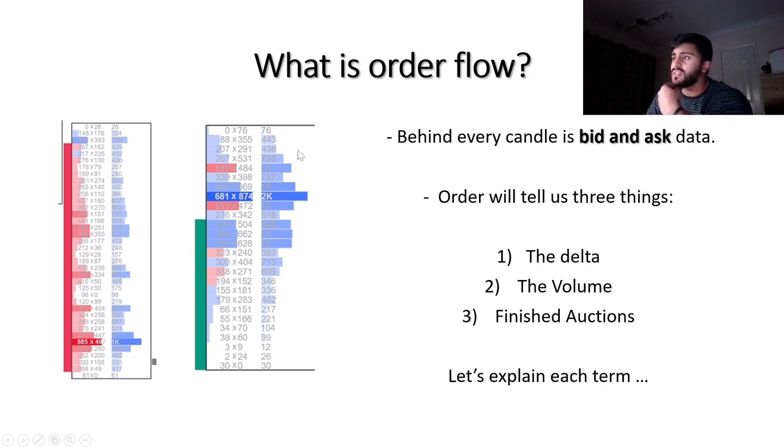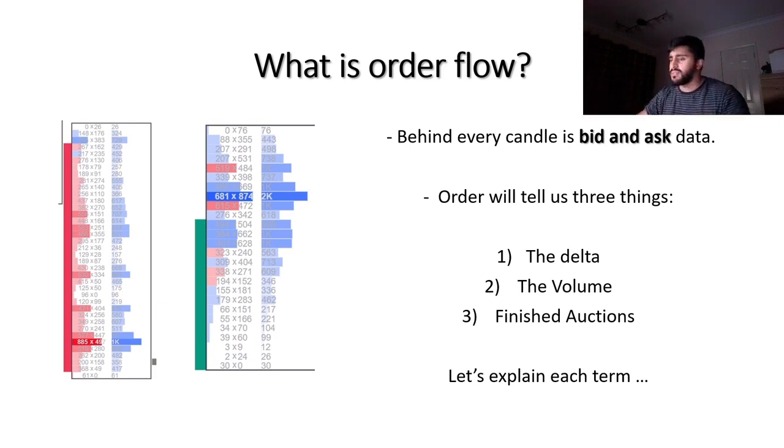We see 0 for 76. Basic knowledge for this point of the video: the bid is on the left-hand side and the ask is on the right-hand side. So here we see 0 and here we see 76. What this is telling us is that there's 0 market participants hitting the bid, right? And there are 76 market participants hitting the ask.